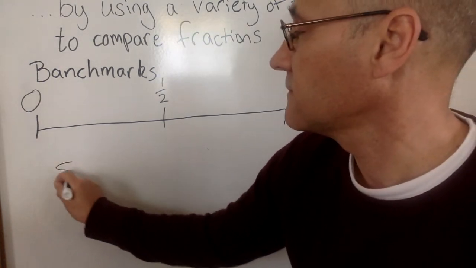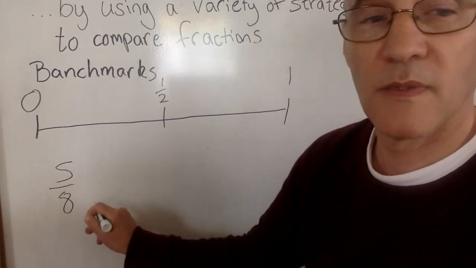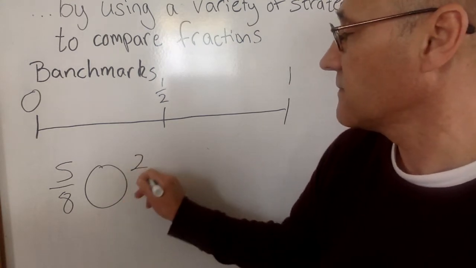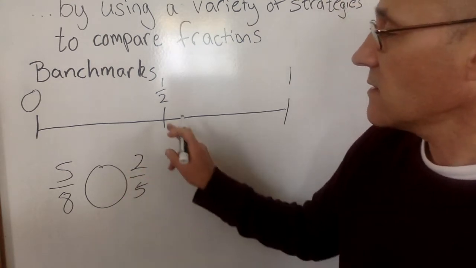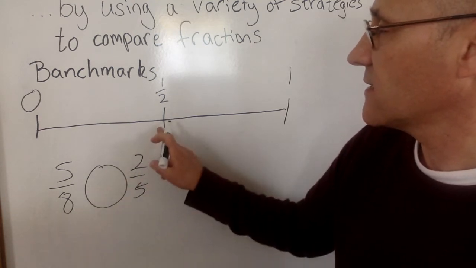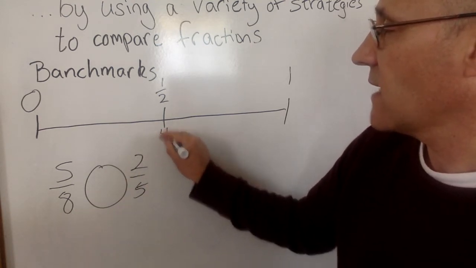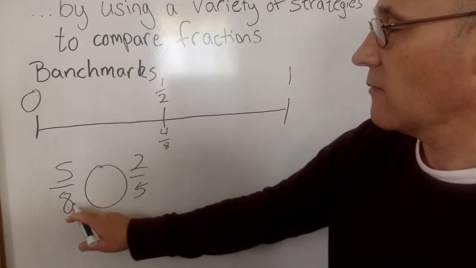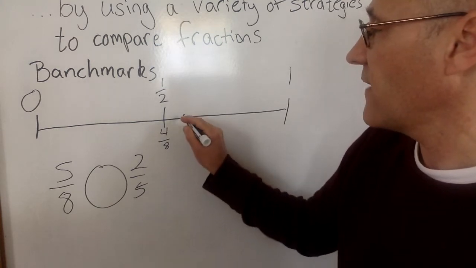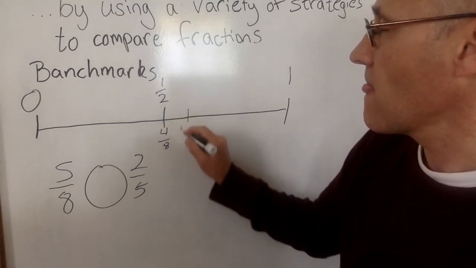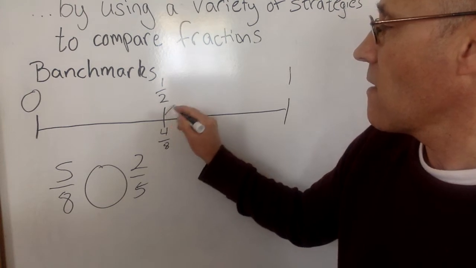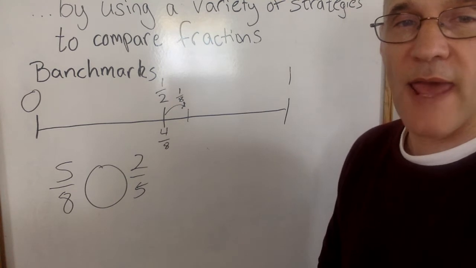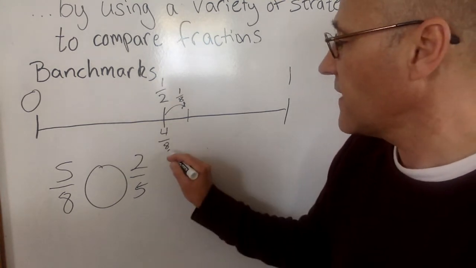5/8 compared to 2/5. So what is a half in eighths? 1/2 in eighths. Half of 8 is 4. So where would 5/8 be? 5/8 would be 1/8 greater than half.